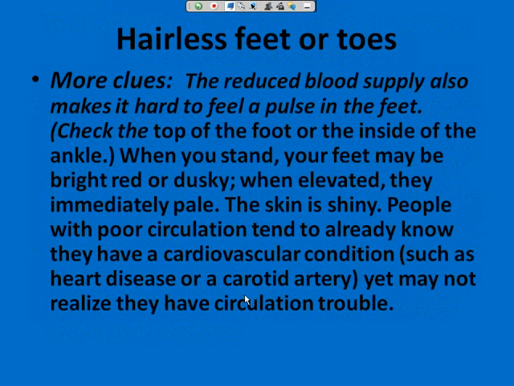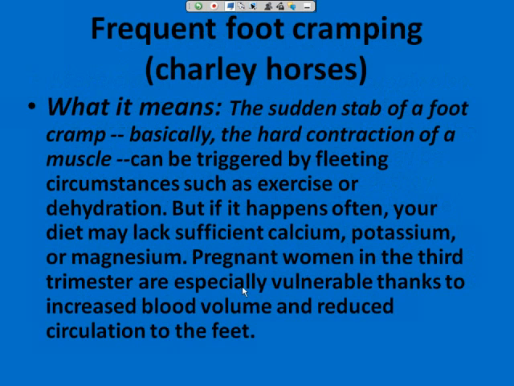But hairless feet or toes can reduce blood supply, and also make it hard to feel a pulse in the feet. So get comfortable checking the pulse on the feet, on the inside, dorsal of the ankle. When you stand, your feet may be bright red or dusky. When elevated, they immediately turn pale. The skin is shiny. People with poor circulation tend to already know they have a cardiovascular condition, such as heart disease or a carotid artery, yet they may not realize they have circulation problems.